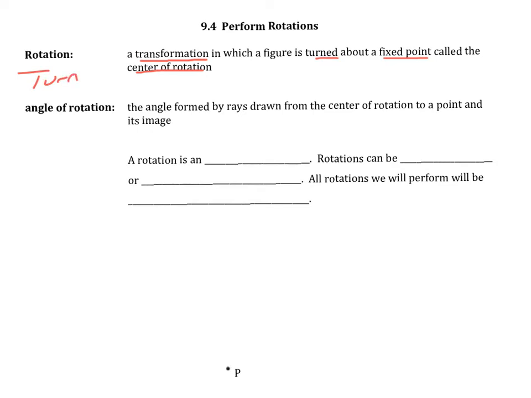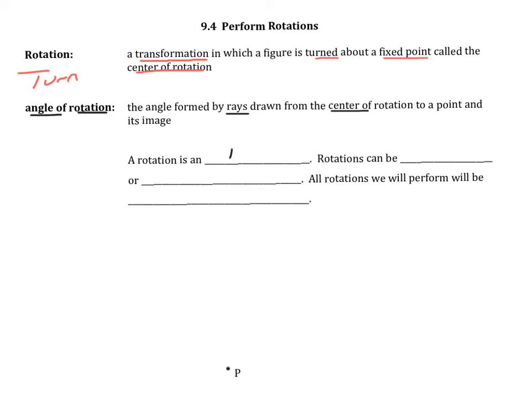Now, every rotation has an angle of rotation. This tells me how many degrees the figure has turned. That can be found by rays that are drawn from the center of rotation, going from the pre-image to the image.